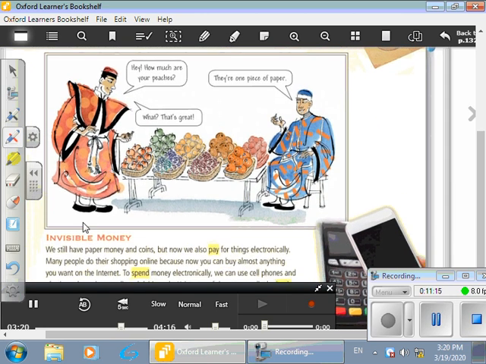Hey, how much are your peaches? They're one piece of paper. What? That's great.